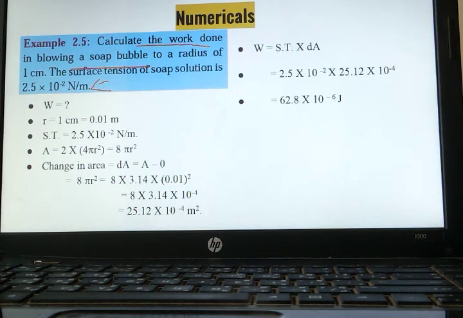Surface tension has been given. Now we have to consider twice the area, as we have already studied, a bubble has two surfaces, one inner and one outer. The area of a sphere is 4 pi r square, so the area is 2 into 4 pi r square, that is 8 pi r square.